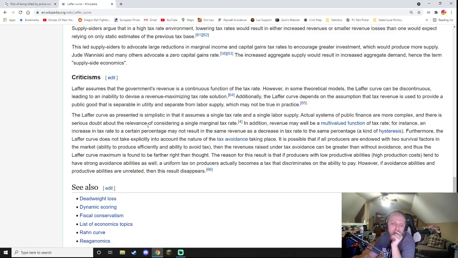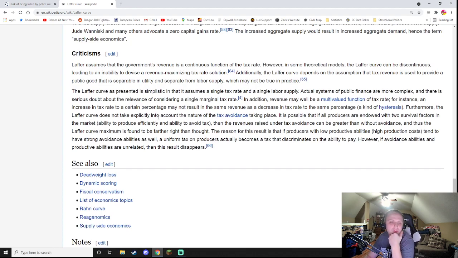It's fine to create theoretical models, but the problem comes when you start to apply these, it creates issues. The Laffer curve as presented is simplistic. It assumes a single tax rate and a single labor supply. Actual systems of public finance are much more complex. Serious doubt about the relevance of considering a single marginal tax rate.